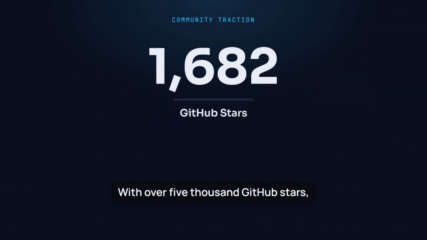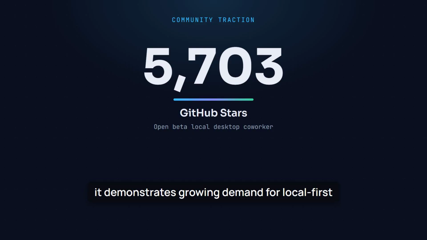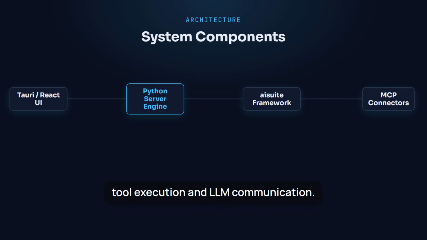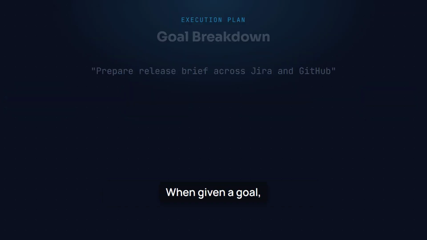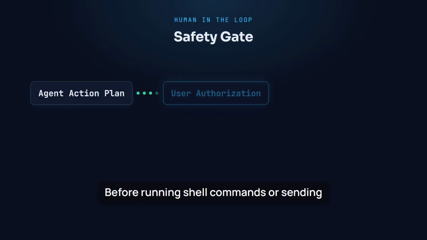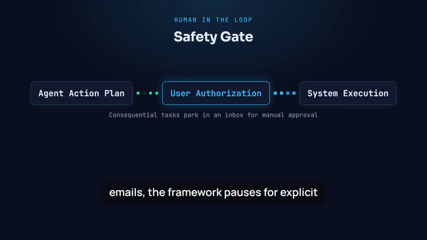With over 5,000 GitHub stars, it demonstrates growing demand for local-first automation. Under the hood, a local Python agent server handles tool execution and LLM communication. When given a goal, the engine decomposes the objective into concrete step-by-step tasks. Before running shell commands or sending emails, the framework pauses for explicit human authorization.